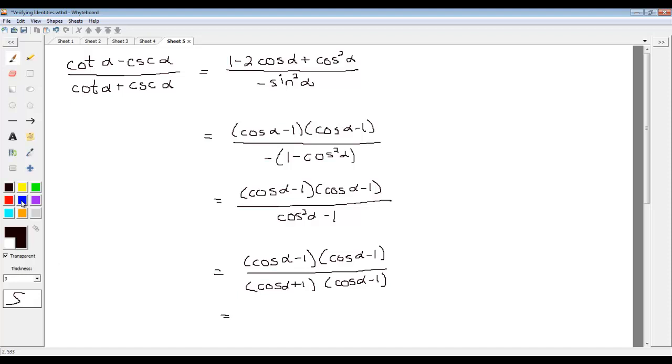And at this stage, this doesn't look anything like the other side. But you know what? I'm not going to panic. I'm just going to take the other side and work with it to see if I can get them to match. Okay, the other side, I've got cotangents and cosecants. I'm going to rewrite those in terms of cosines and sines. I just find that so much easier to work with.